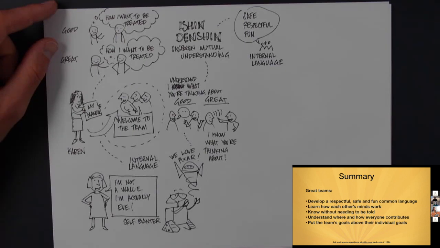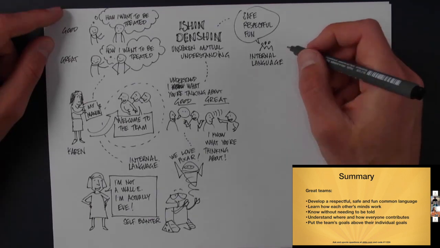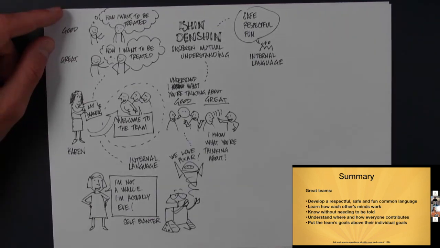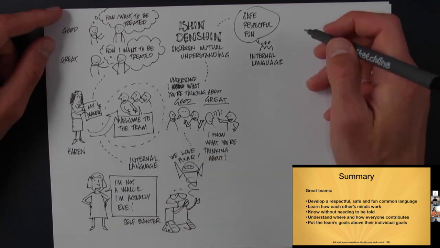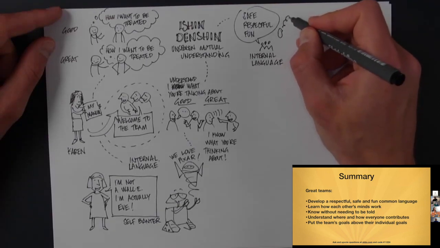And great teams put the team's goals above their own individual goals, and that's for me one of the big ones, because it's often unspoken in a lot of the teams that I've seen that to be part of a team, you actually have to give up a little bit of what you want. You have to sacrifice a little bit of your selfish objectives to be part of a great team. And that's not a bad thing. It might feel like it to begin with, but what you're hopefully getting is a trade.